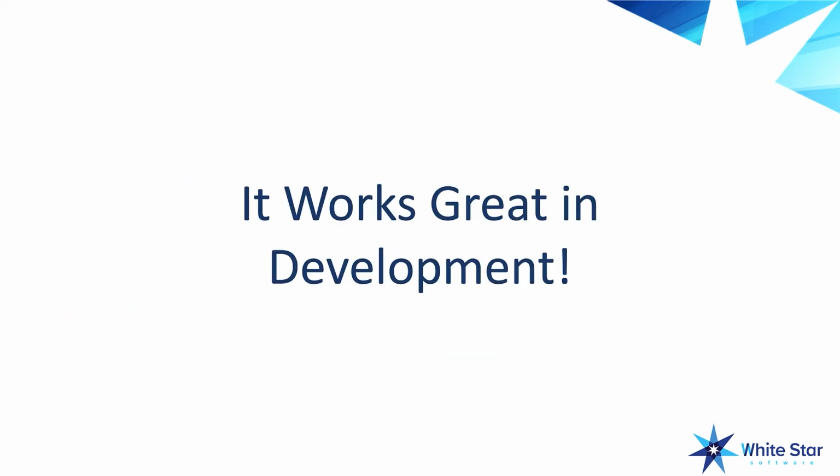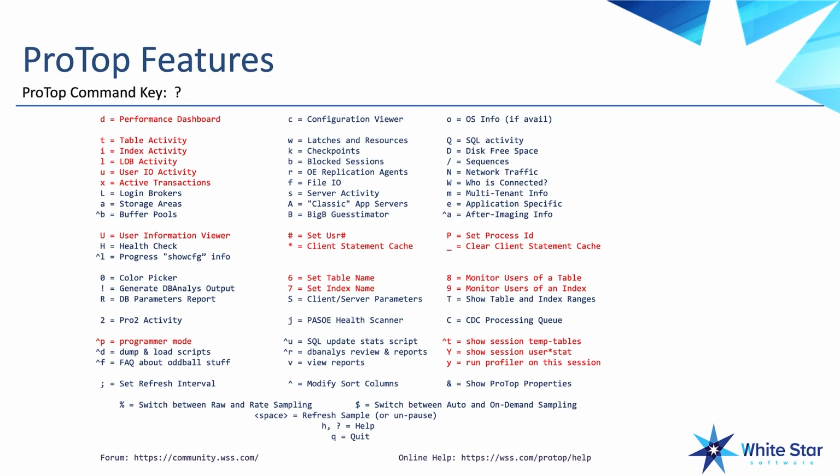Now, we've all heard programmers say that something worked great in development and they can't understand why it's not working well in production. ProTop has a lot of features for finding out what's going on in production, specifically the stuff in the upper left-hand corner that we've already gone through. But there are also a lot of features that are very helpful in your development process. And it's always better to stop problems before they get to production. So let's talk about some of that.